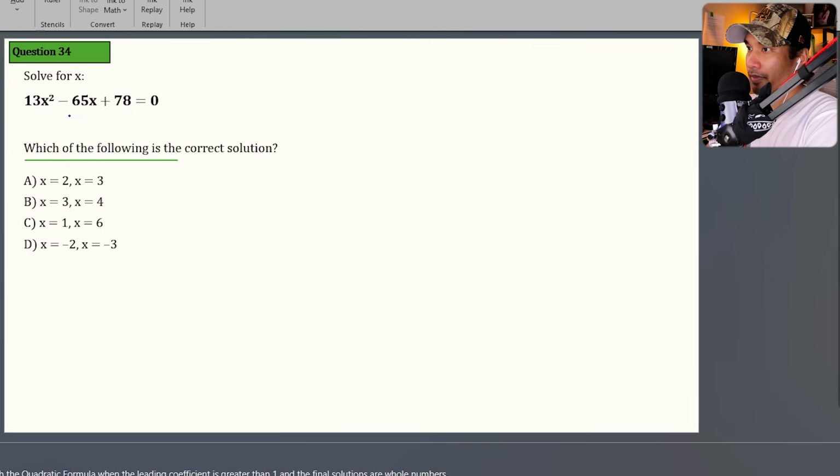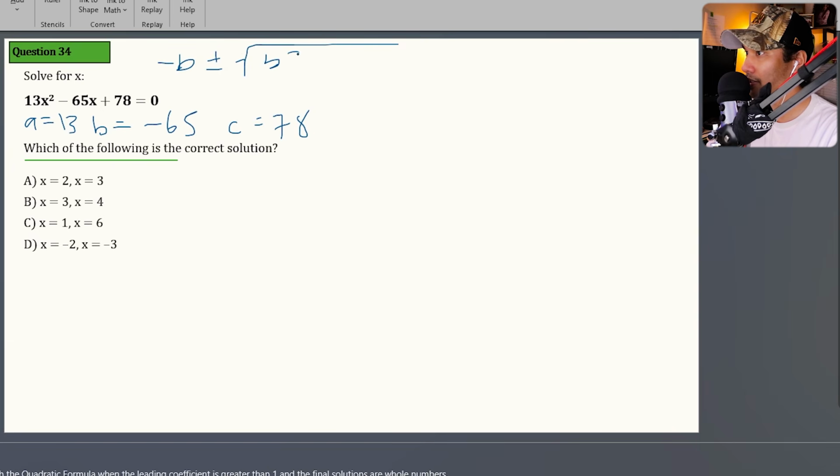So 13x squared minus 65x plus 78 equals 0. Which of the following is the correct solution? x equals 2 or x equals 3, and so on and so forth. Let's go ahead and solve this. The first thing I would do is identify my a equals 13, b equals negative 65, and then c equals 78. Okay? And then we would have the formula ready, which is negative b plus or minus the square root of b squared minus 4ac, over 2a.